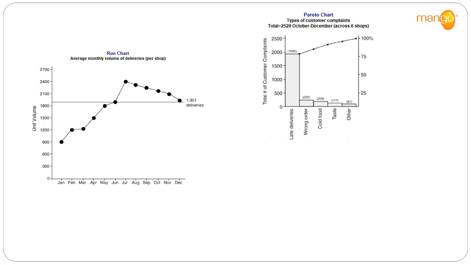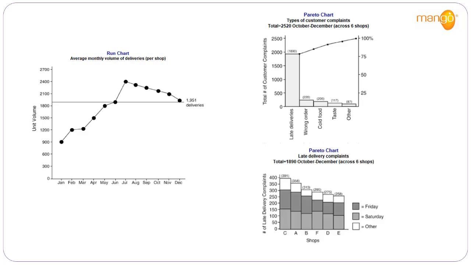And then they went a bit further, collected more data and Paretoed it again, and they found out within the late deliveries they were occurring mostly on Fridays and Saturdays. So late deliveries, Fridays and Saturdays, is pretty obvious. Most people eat pizzas at the weekends or get them delivered over the weekends. So there's some data for them to say, right, there's a real issue here. Late deliveries is causing us a great deal of problems.